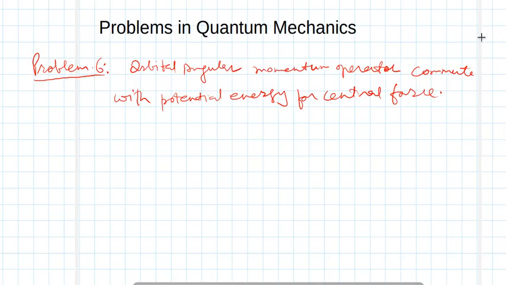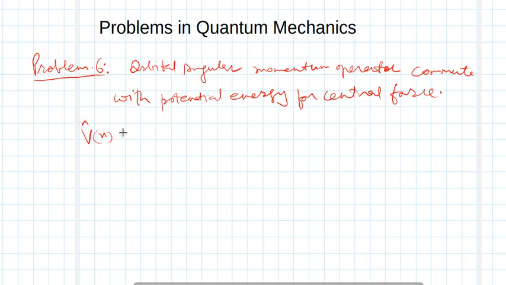Now, in this lecture, I am going to discuss a problem. The problem in this lecture, which I am describing, is that the orbital angular momentum operator commutes with the potential energy for central force. So, let me first of all decide the potential energy operator.